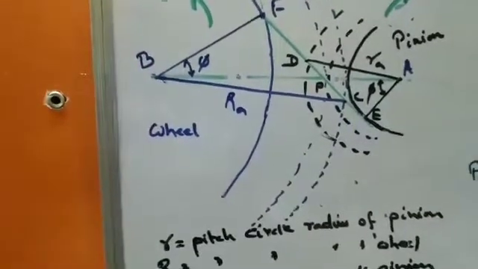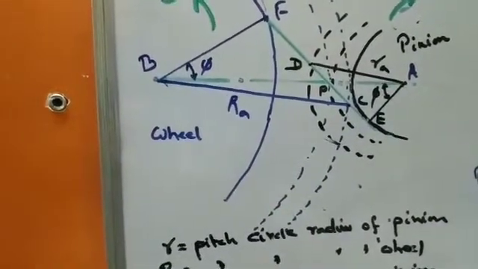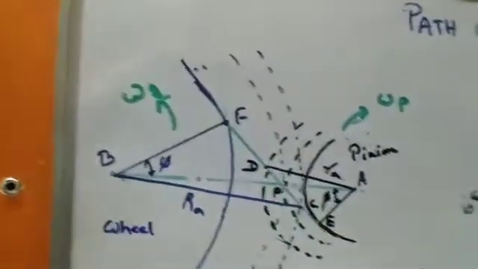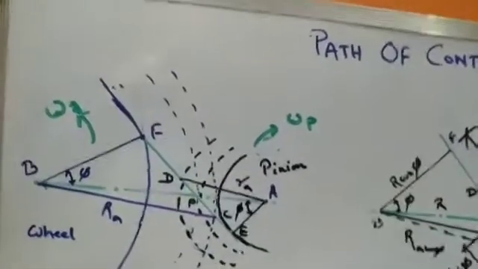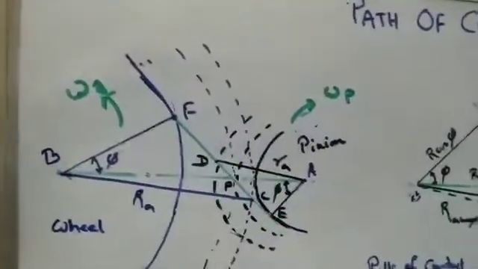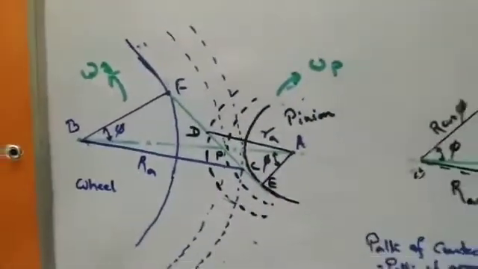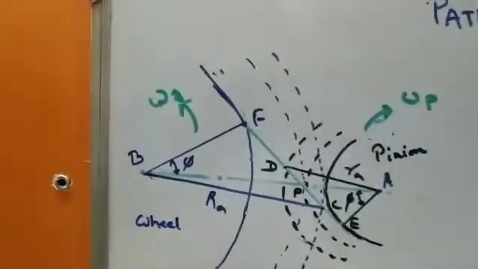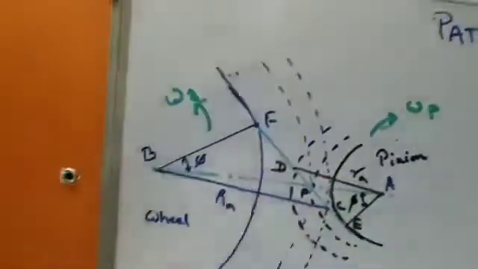Capital RA is the addendum circle radius of the wheel, and small ra is the addendum circle radius of the pinion, the last circle of the pinion. Now over here we could see that the pinion is rotating in the clockwise direction and causing the wheel to move in the anti-clockwise direction.